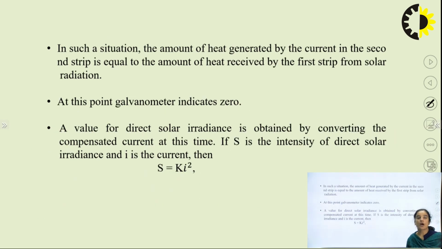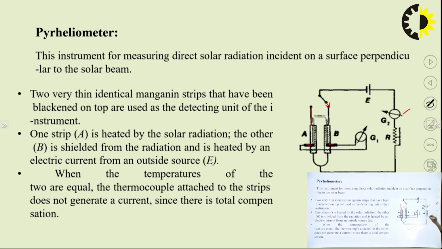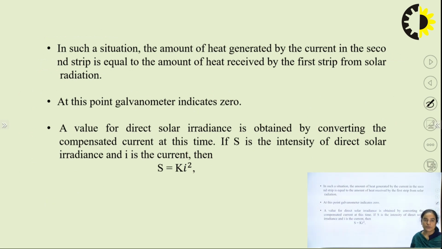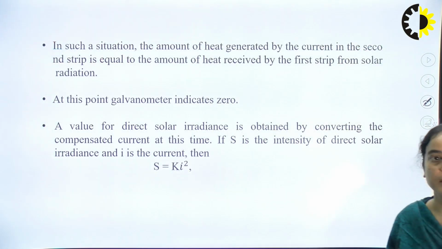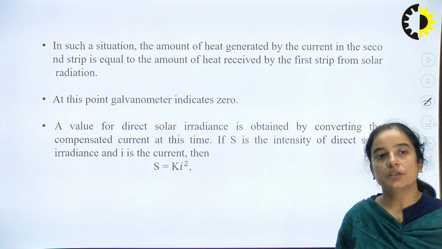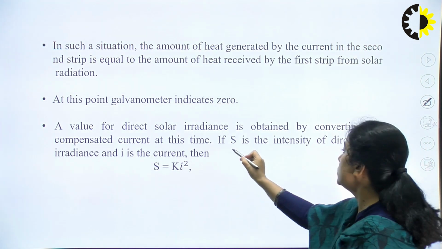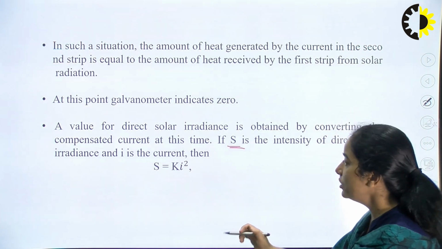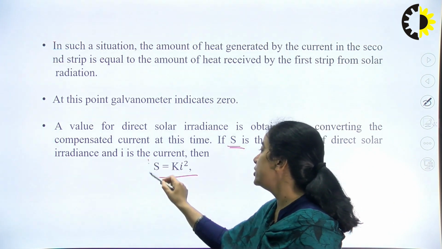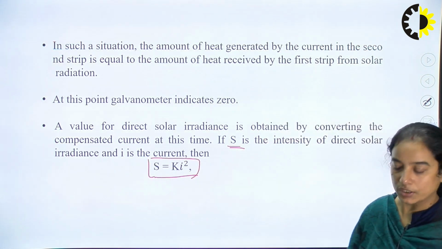In such a situation, the amount of heat generated by the current in the second strip is equal to the amount of heat received by the first strip from the solar radiation. This is the galvanometer. When the temperature of this strip is equal to the other, there will be no current generation, and the galvanometer will show the zero position. The value of the direct solar irradiance can be obtained from the compensating current. If S is the intensity of the direct radiation and I is the current, then the relation between irradiance and current is S = K I squared.